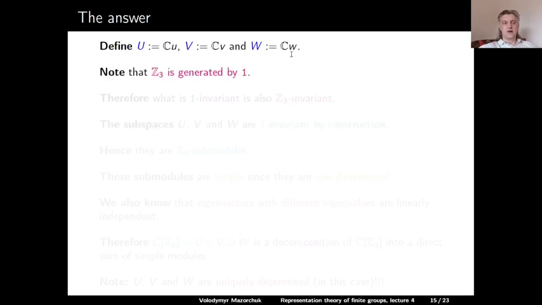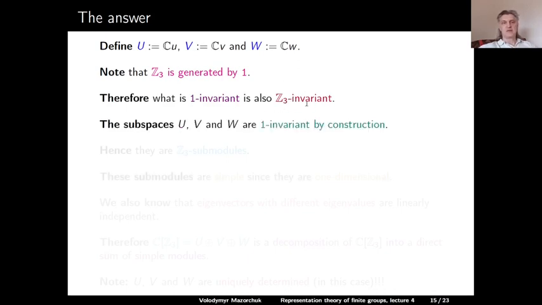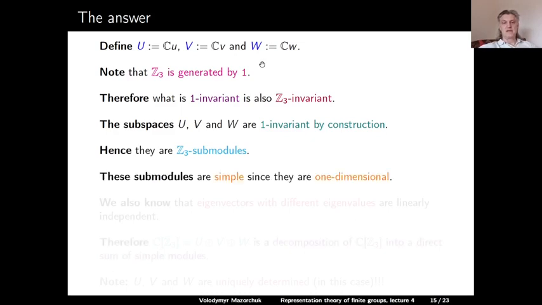So since our group is generated by 1, whatever is invariant under the action of the element 1 is also invariant under the action of the whole group. So since all subspaces are generated by eigenvectors for 1, they all are invariant under the action of 1. And hence they all are submodules. And they all are simple because they are one-dimensional.